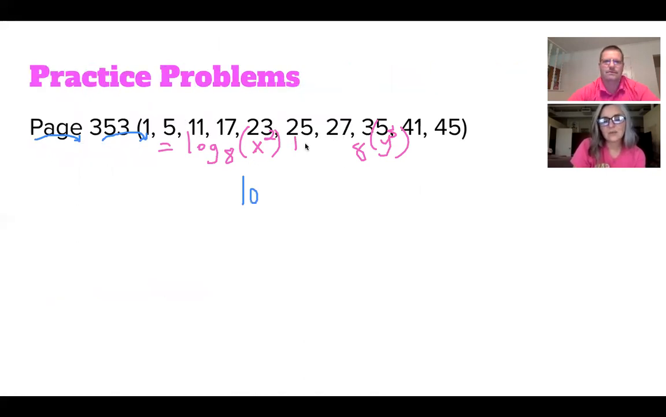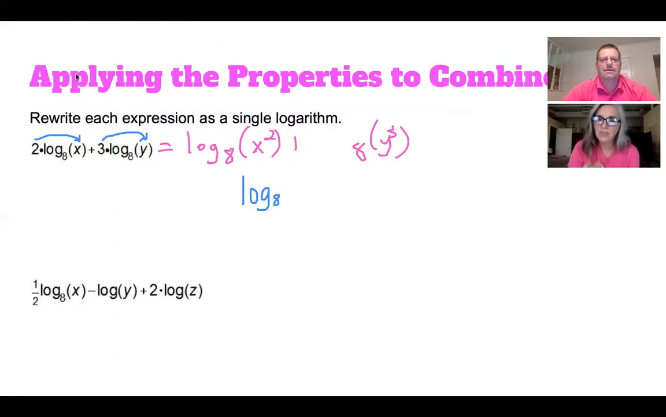And so what's going to happen now is we have a log plus a log, and 2 logs added becomes 1 log with multiplication. So this becomes log base 8 of x squared times y cubed.